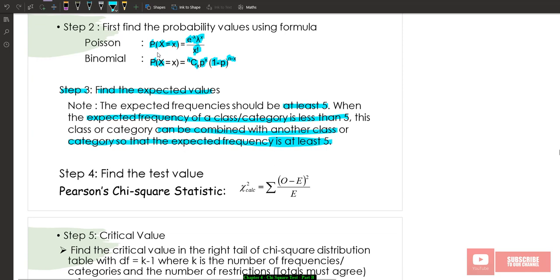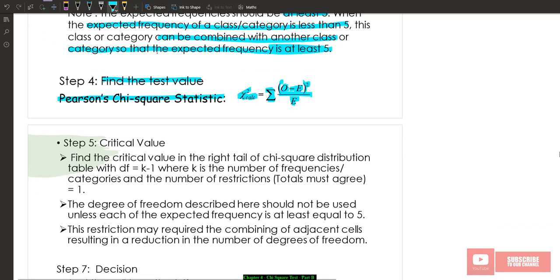So then step number 4 is we need to find the test value, which is the Pearson chi-squared statistic. The Pearson chi-squared statistic is equal to the summation of observed frequency minus expected frequency, squared, divided by the expected frequency. So the summation of this value gives you the Pearson chi-squared statistic, right?